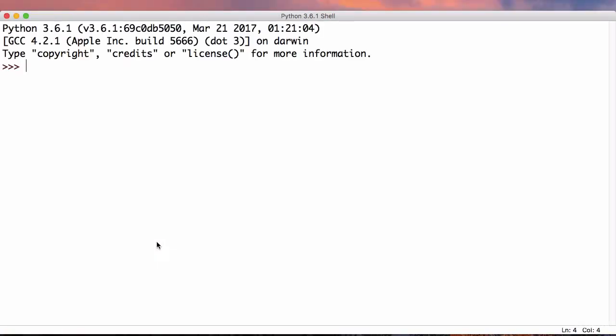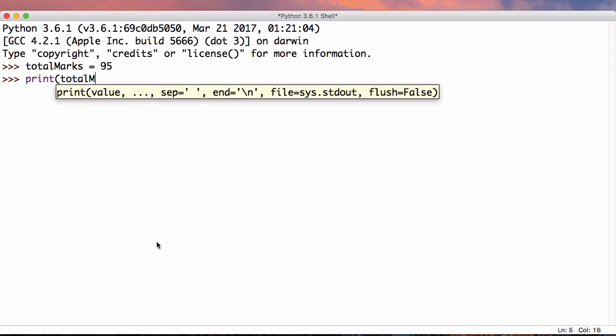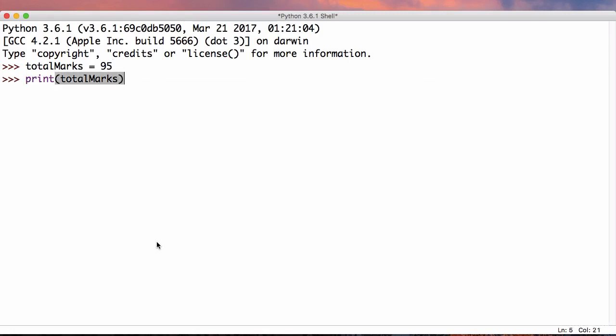Now, the assignment operator is the equal to operator, which we have seen a lot of times before. It assigns the value at the right hand side to the variable at the left hand side. If we take the example from the beginning of the previous sections, total marks scored by a student equals 95, which means the value 95 is being assigned to the variable total marks. So if I print total marks, it should print the value that it was assigned with, which is 95.